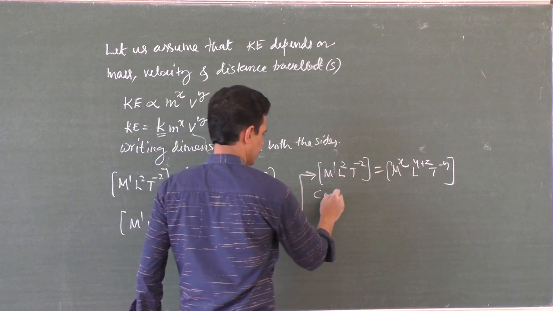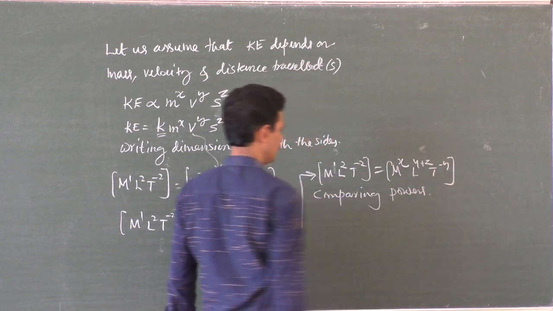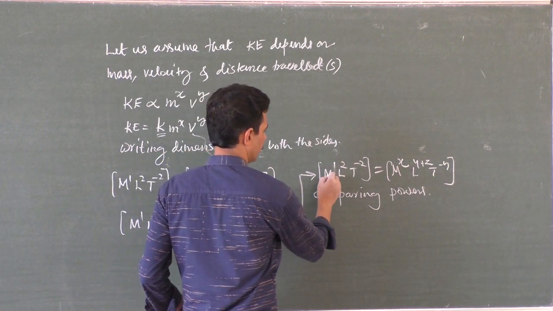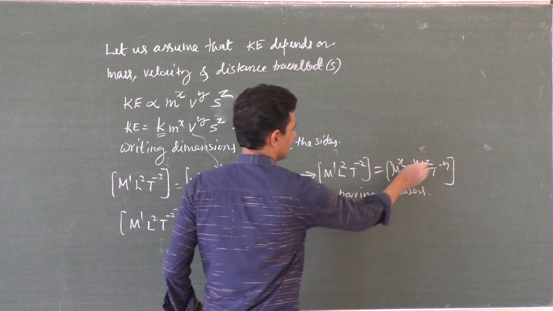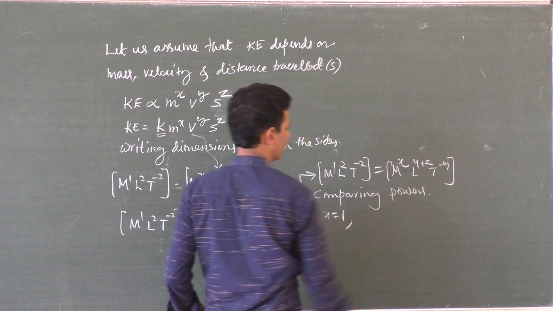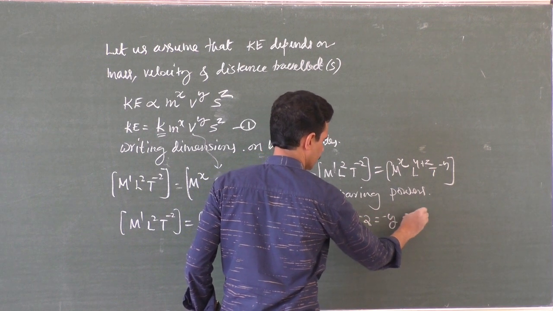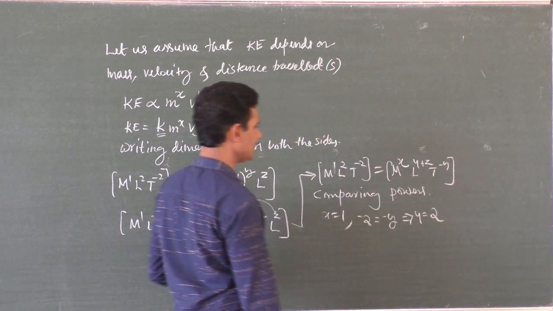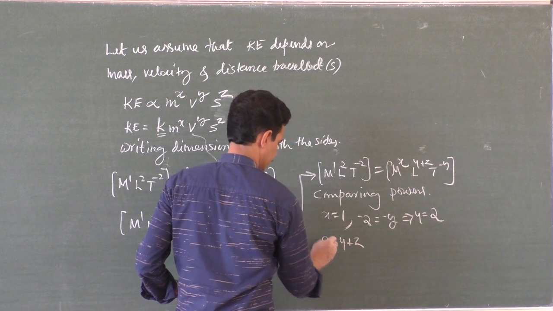Compare the powers. So let us compare the powers. What you will get? M to the power 1 is equal to M to the power x, so x is equal to 1. y plus z is equal to 2. t to the power minus 2 is equal to t to the power minus y. Then minus 2 is equal to minus y, that implies y is equal to 2. The minus sign cancels. y plus z is equal to 2, so 2 is equal to y plus z.